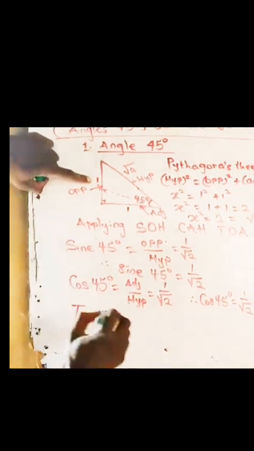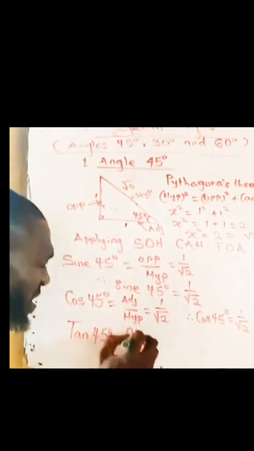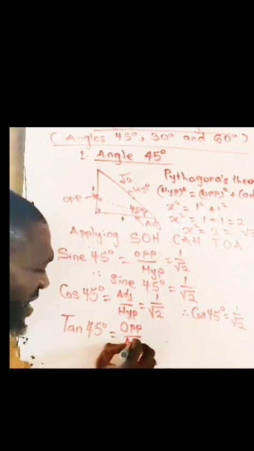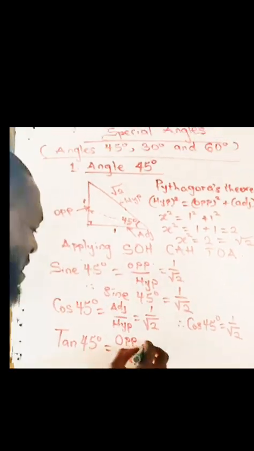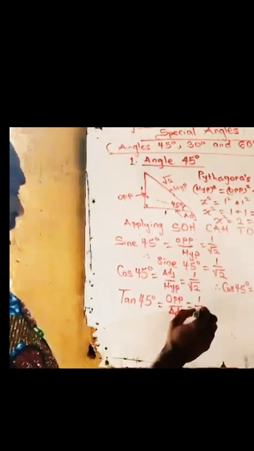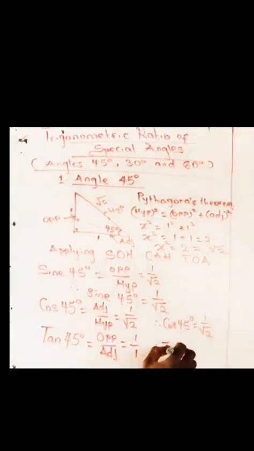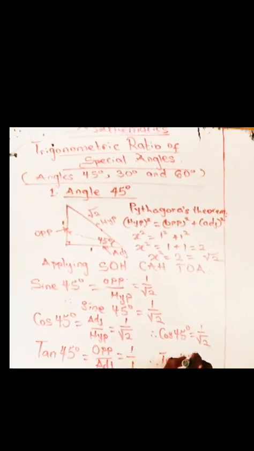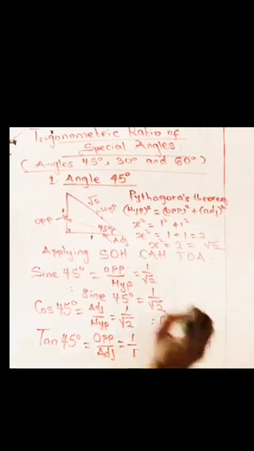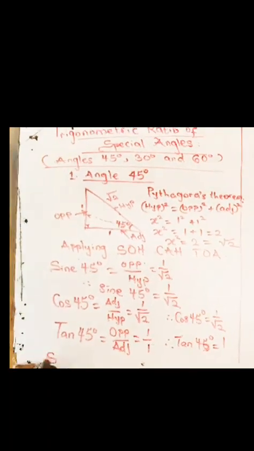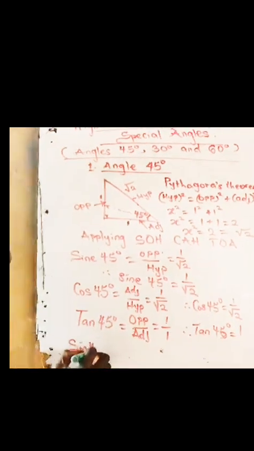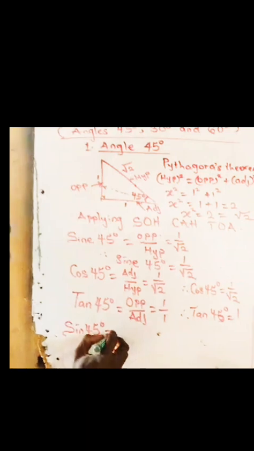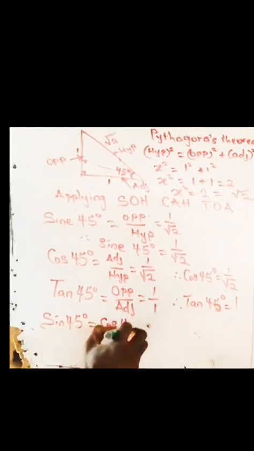So let's write it again, for the sake of repetition is learning. Opposite over adjacent. Our opposite is 1, while adjacent is 1. Therefore, tan 45 degree is equals to 1. Now, summarily, our sine 45 is the same as cos 45 degree, which is equals to 1 over root 2.